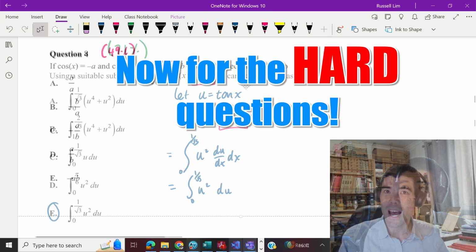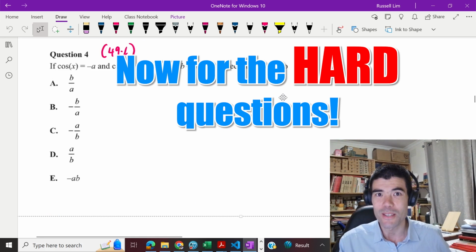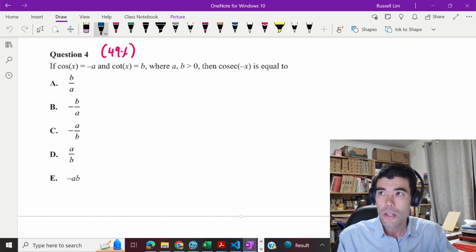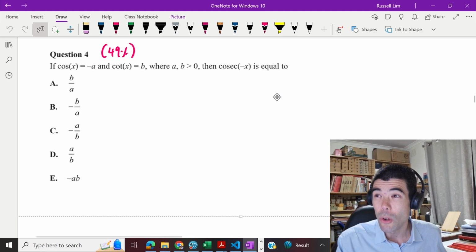So now we're up to the hard questions, what you've been waiting for. Starting with this one, question 4, a success rate of only 49%. cos x equals -a, cot x equals b. Find cosec of -x. So this question, the CAS calculator is probably not much help.